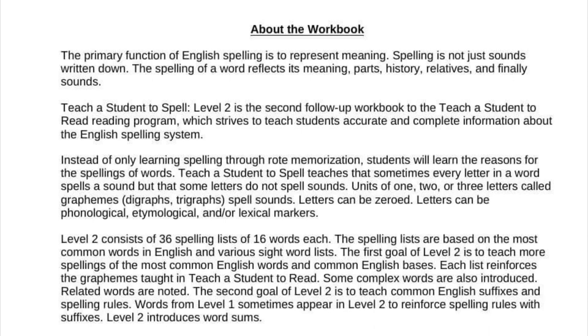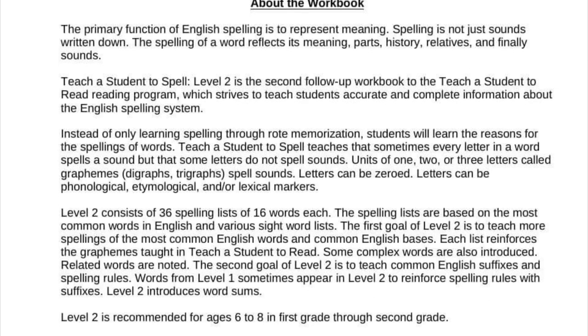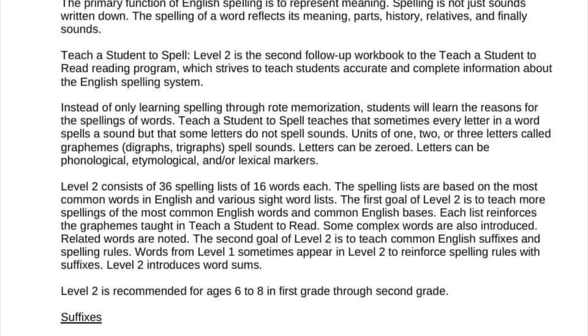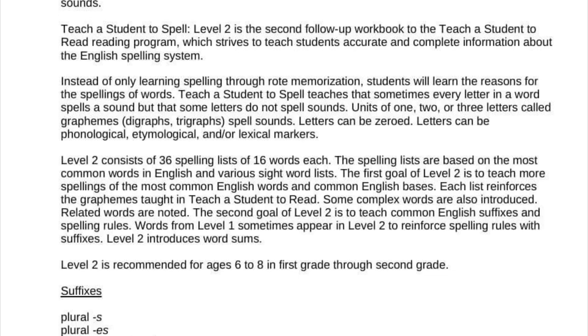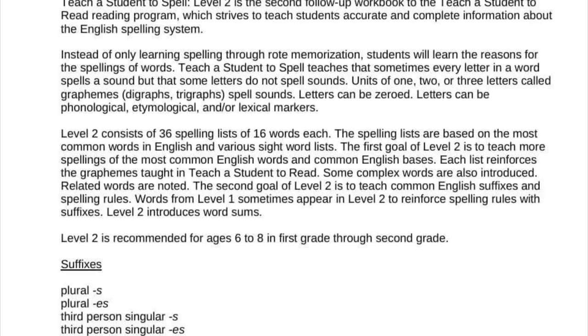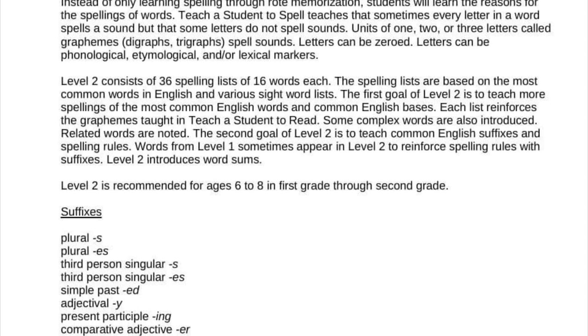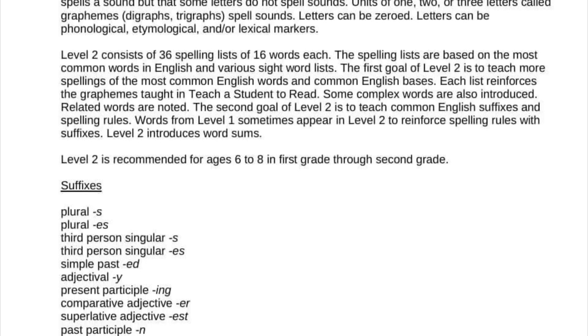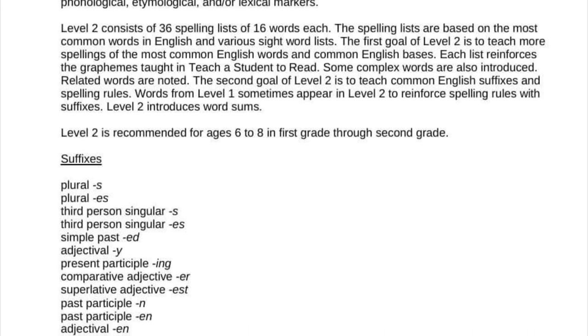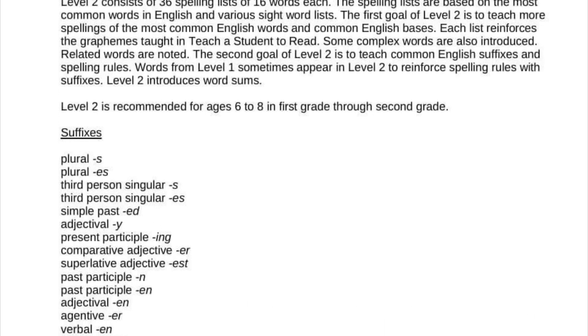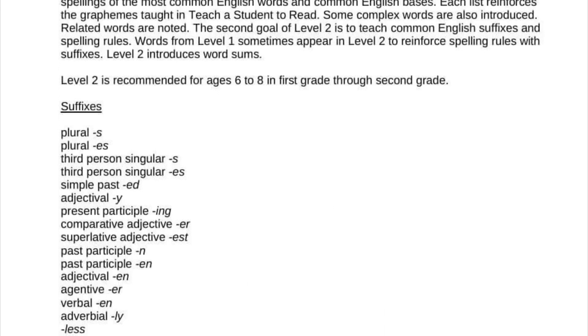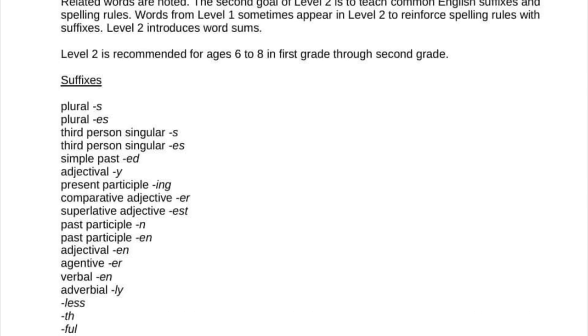Level 2 consists of 36 spelling lists of 16 words each based on the most common words in English. The first goal of Level 2 is to teach more spellings of the most common English words and common English bases. The second goal of Level 2 is to teach common English suffixes and spelling rules. Level 2 introduces word sums.